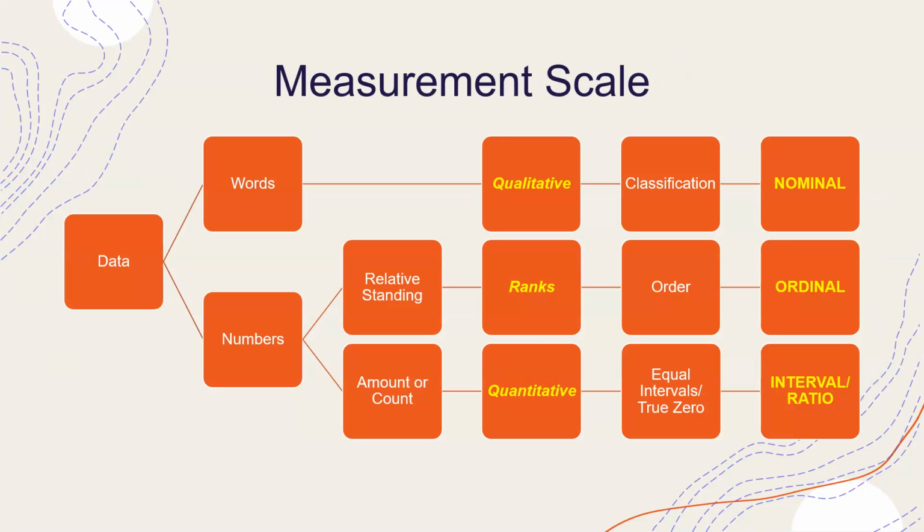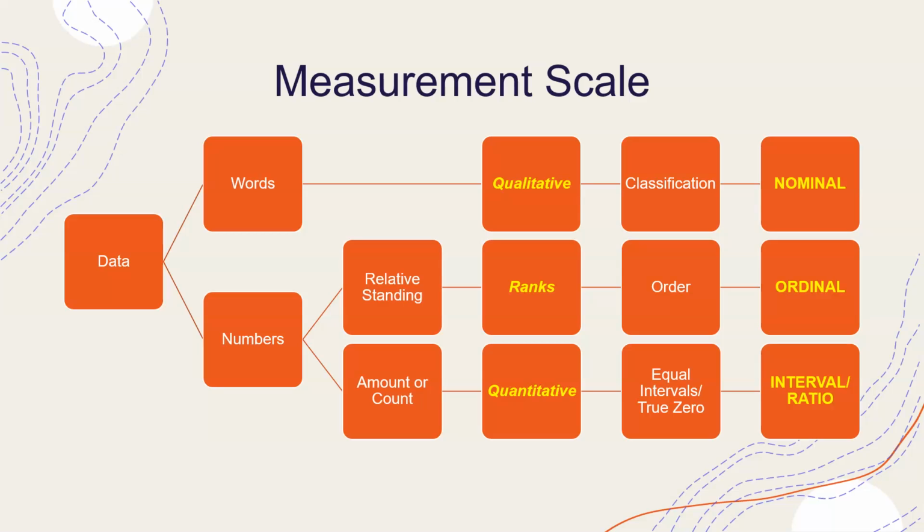This figure illustrates an overview of the measurement scales. Given some set of observations, decide whether any single observation qualifies as a word or as a number. If it is a word or letter or numerical code, the data are qualitative and the level of measurement is nominal. Arithmetic operations are meaningless and statistical procedures are limited.